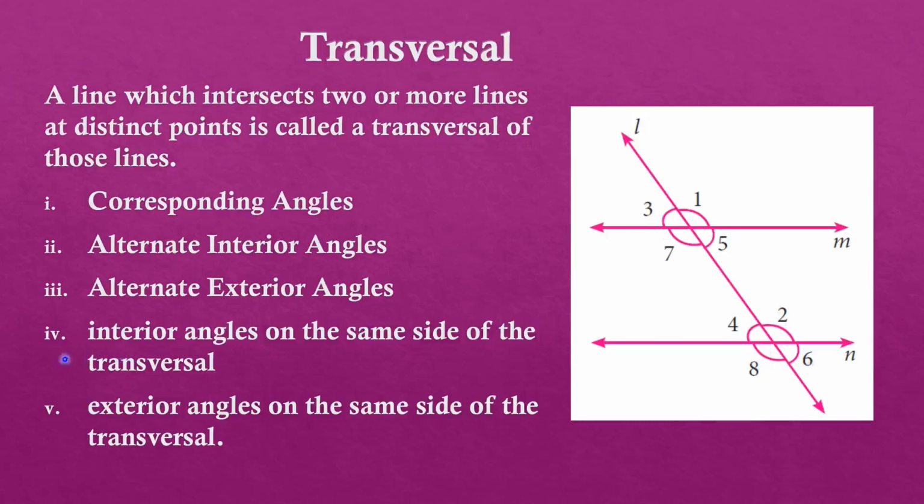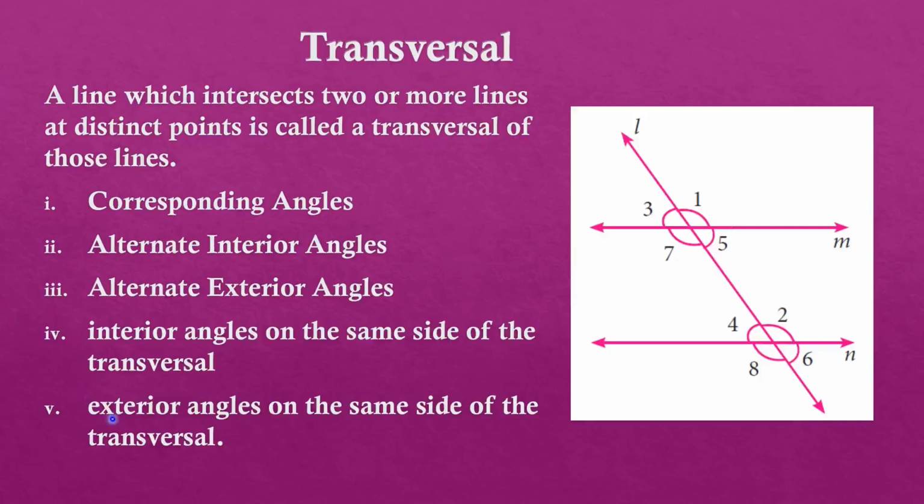Fourth one is interior angles on the same side of the transversal. That is, இதுதான் transversal, அதுல ஒரே சைடுல இருக்கிற angles சொல்லிருக்காங்க. இப்போ இந்த லைன்ல இந்த transversalல இந்த சைடு இருக்கிற interior angles பாத்தீங்கன்னா 2 and 5. Similarly here 4 and 7.